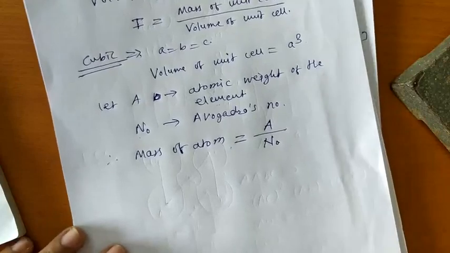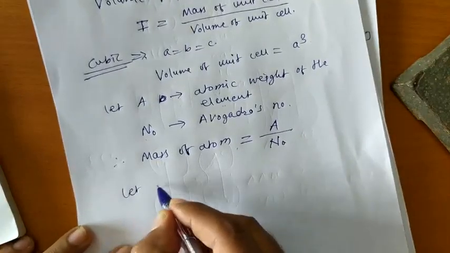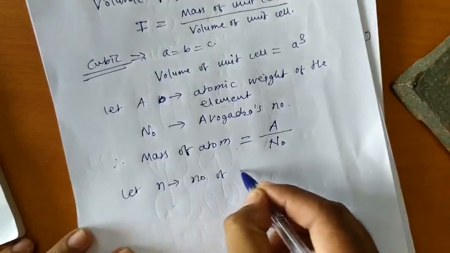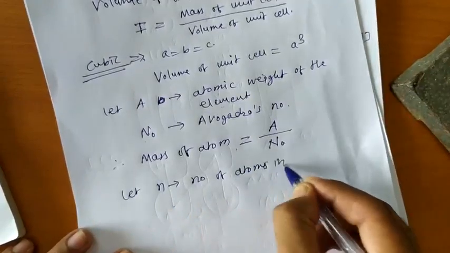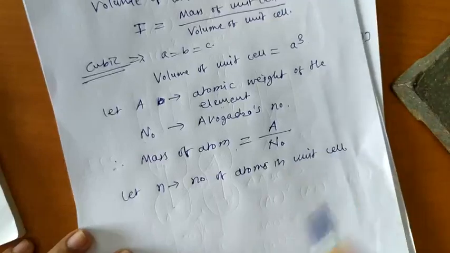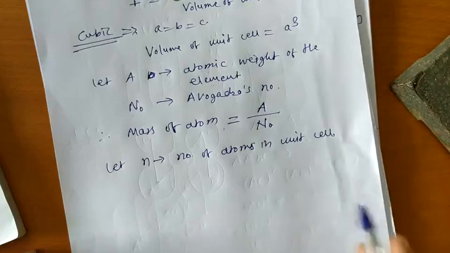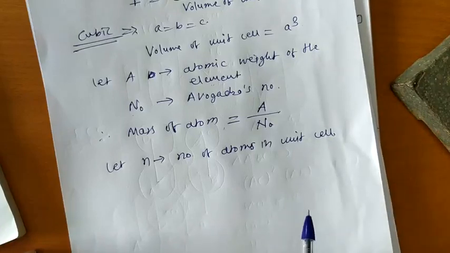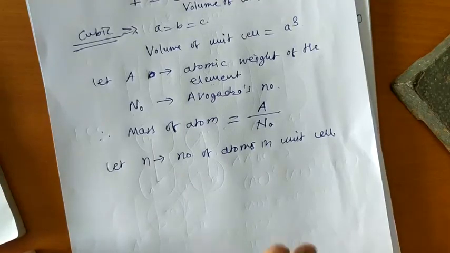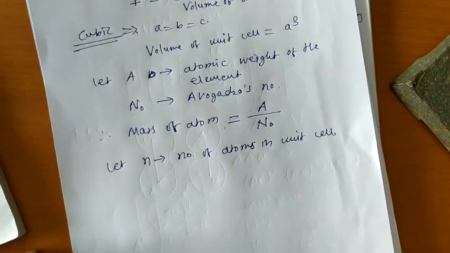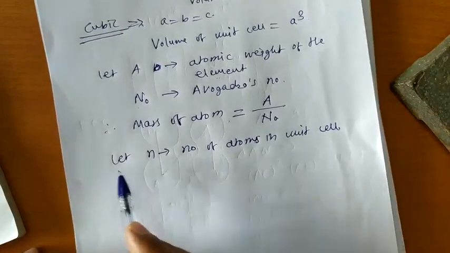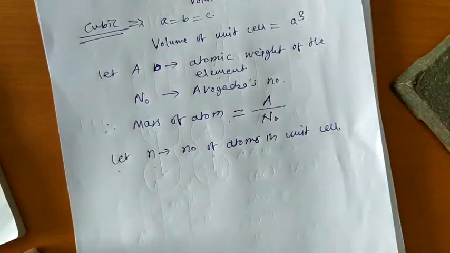Suppose n is the number of atoms in the unit cell. As we know, in a simple cubic unit cell there is only one atom. In a body centered cubic unit cell there are two atoms. In a face centered cubic unit cell there are four atoms. Now suppose n is the number of atoms in a unit cell.